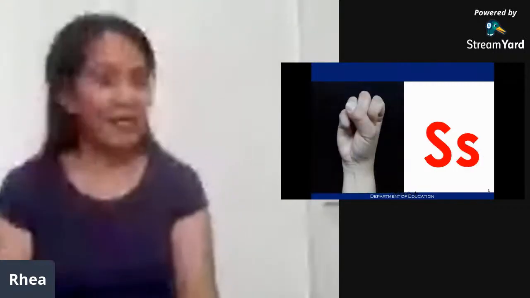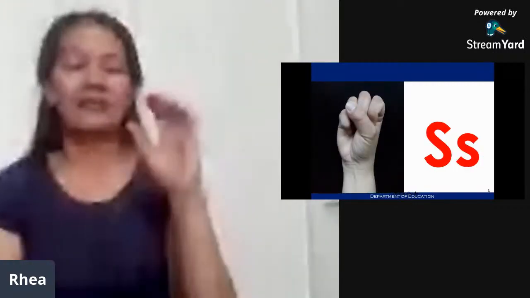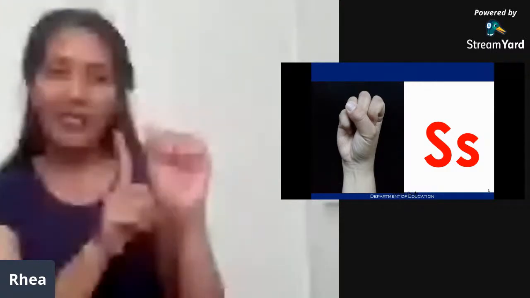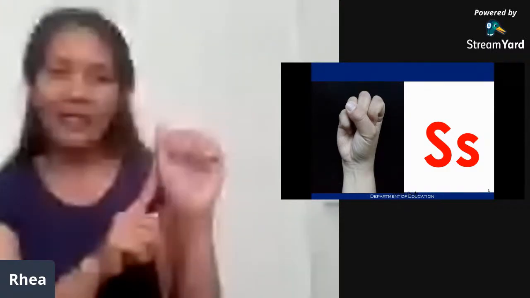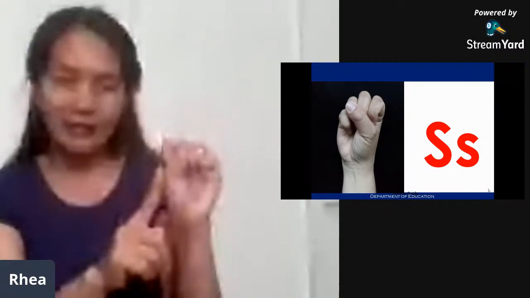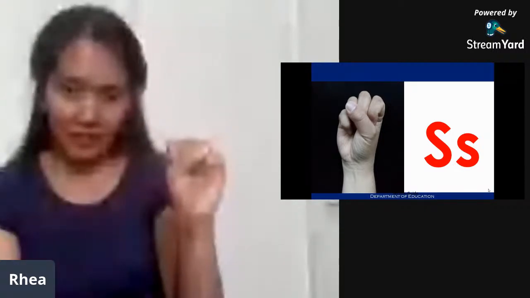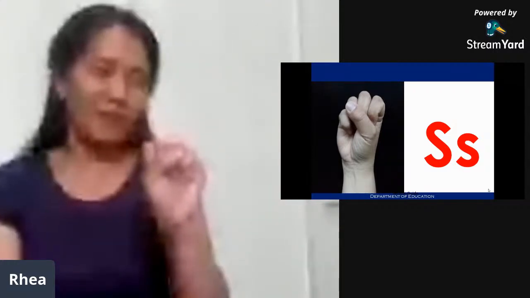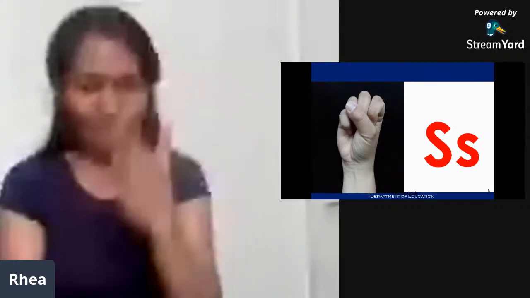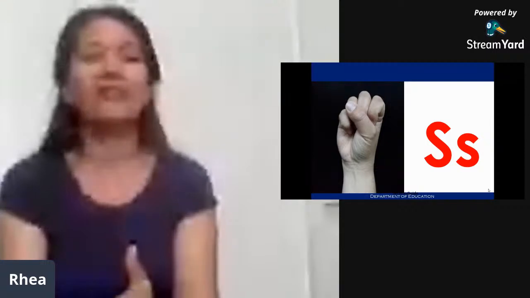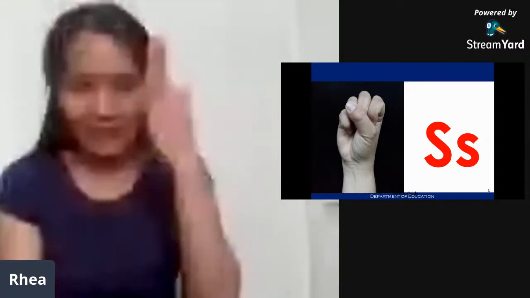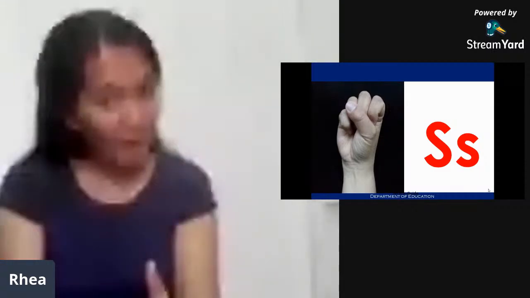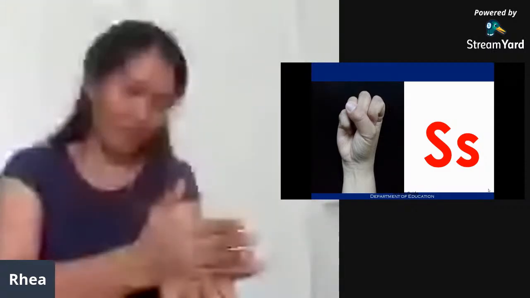Okay? Next, letter S. Letter S would look like letter A, but in letter A the thumb is in the side, but in the letter S, the thumb is in the front of the four fingers. Okay? S would mean stop. Let's stop going out. Let's stop the COVID-19. This is stop.